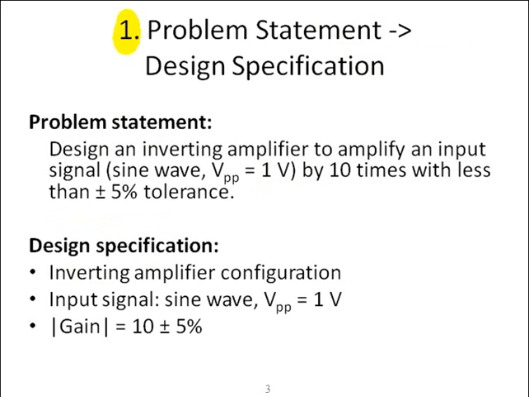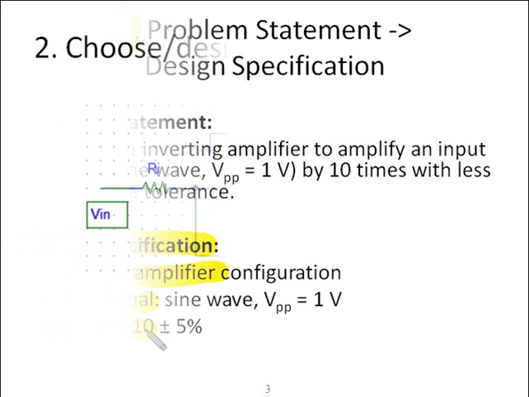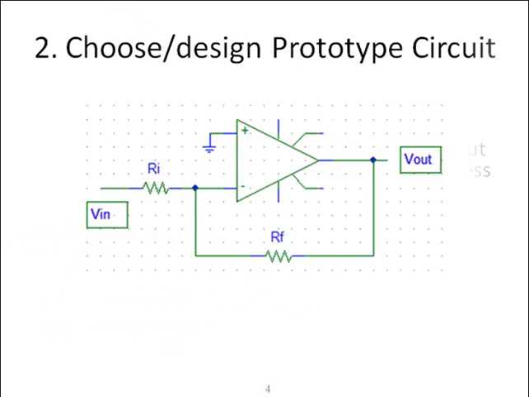So from this problem statement, we can derive the design specifications as follows. We want an inverting amplifier, and we know the input signal, and we also want to make sure that the magnitude of the circuit gain is 10 plus minus 5%. In this case, there's no question that we will use an inverting configuration as the prototype. This is one of the most basic formats of op-amp circuit.